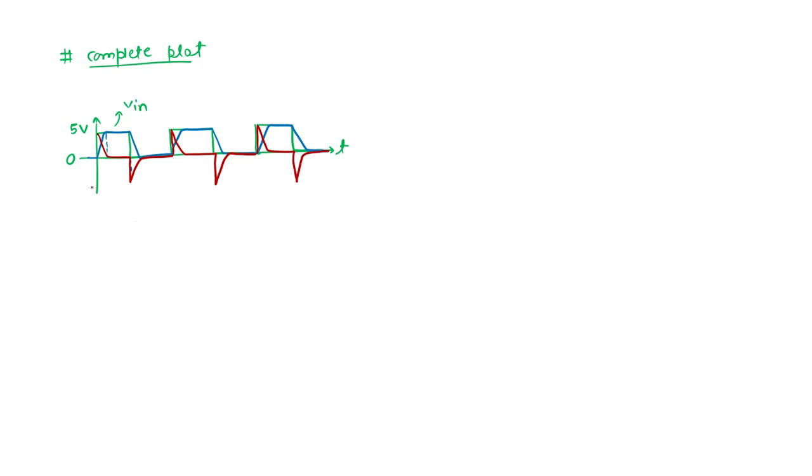So this is the current. What do you mean to say? This point, don't consider it as a 5 volt. It is my 5 by R current. And this peak is nothing but minus 5 by R. So this is the complete plot.